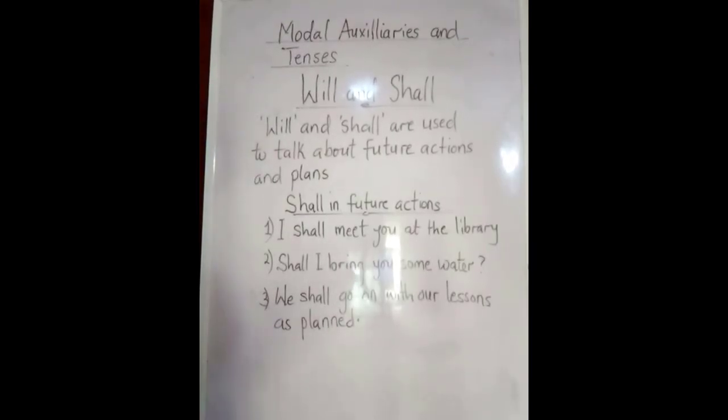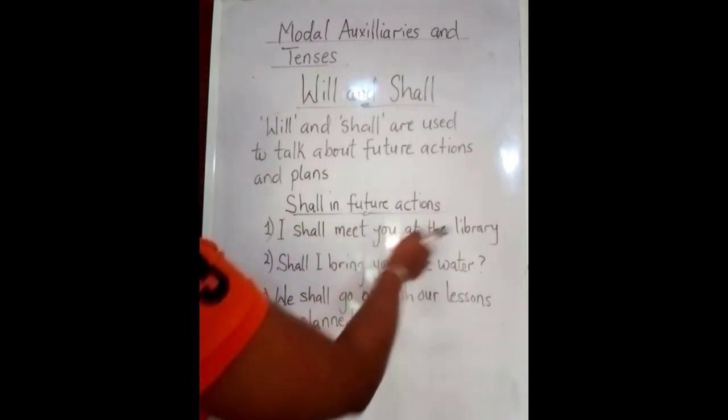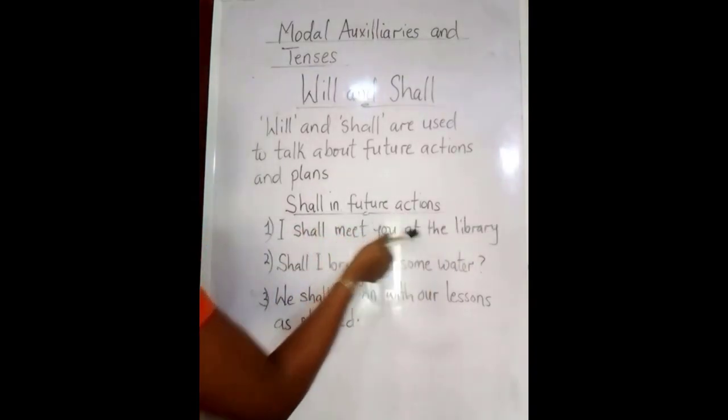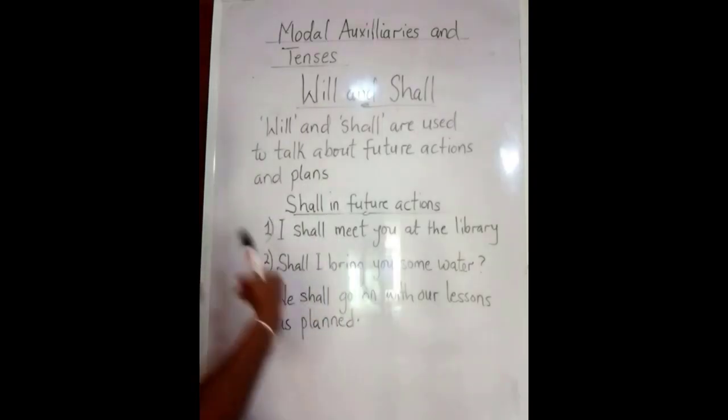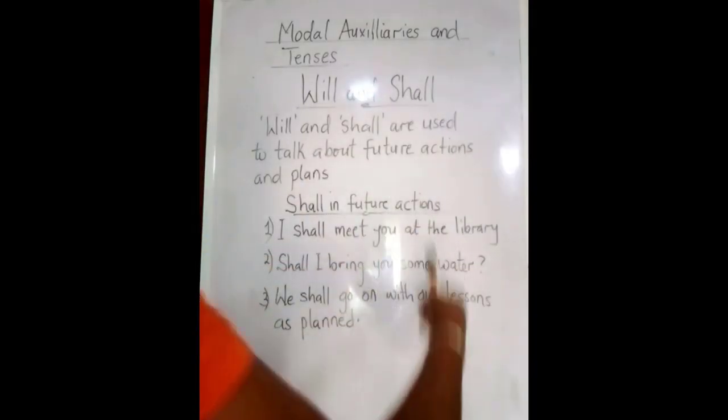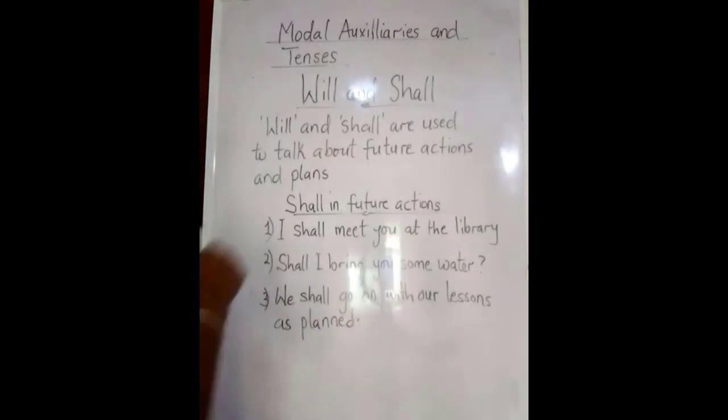So next we're going to explore the use of shall in future actions. The first example here says, I shall meet you at the library. This is something that is going to happen, that hasn't yet happened. Okay, I shall meet you at the library. I'm going to meet you at the library.